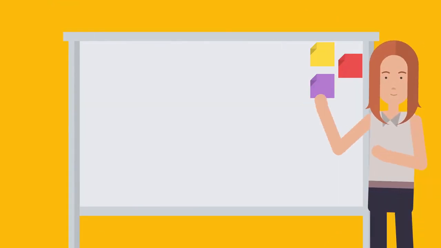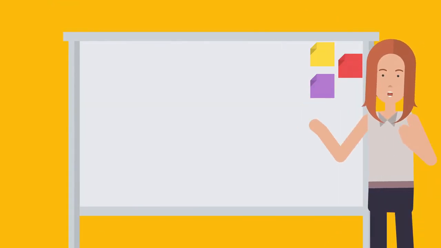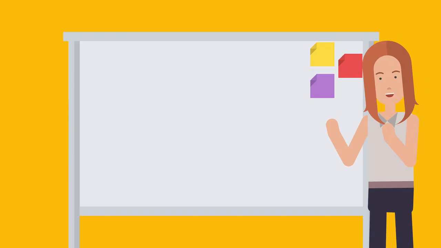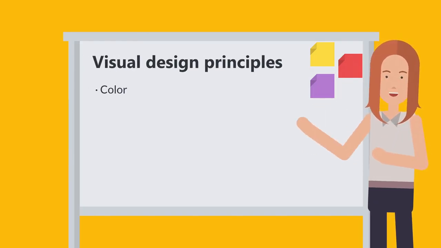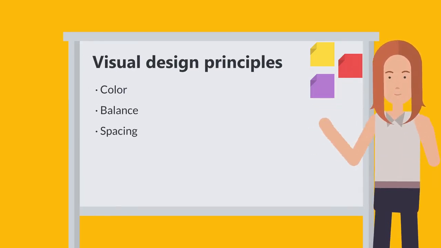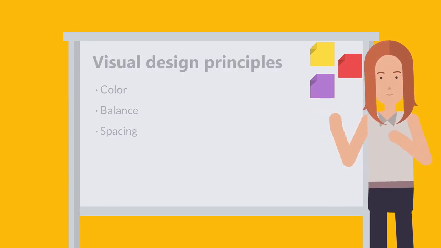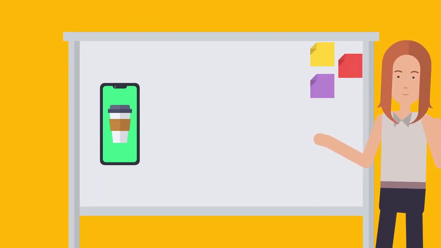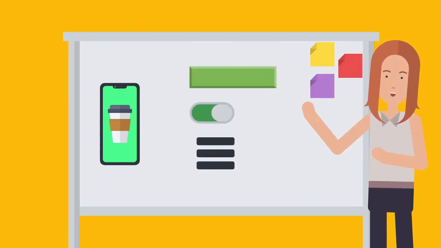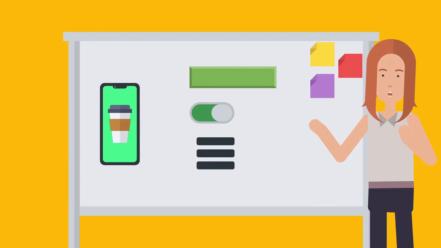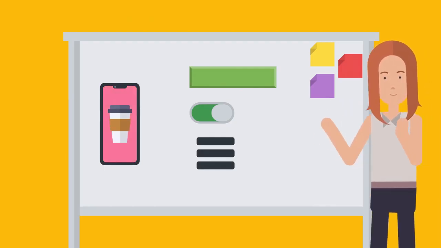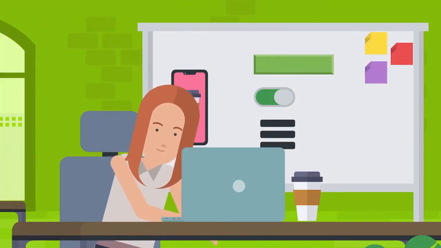Okay, let's see if I can come up with a better solution for this coffee ordering app. I can use visual design principles to address color, balance, and spacing. I'm pretty sure with some adjustments, I can make ordering a coffee drink super easy. First, I'll make those buttons bigger and clearer, and maybe change the background color to something less harsh. Maya is on the right track.